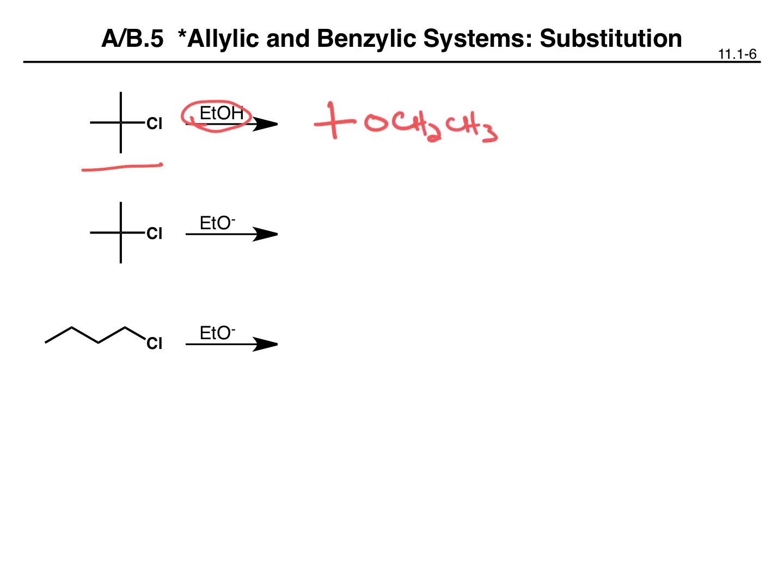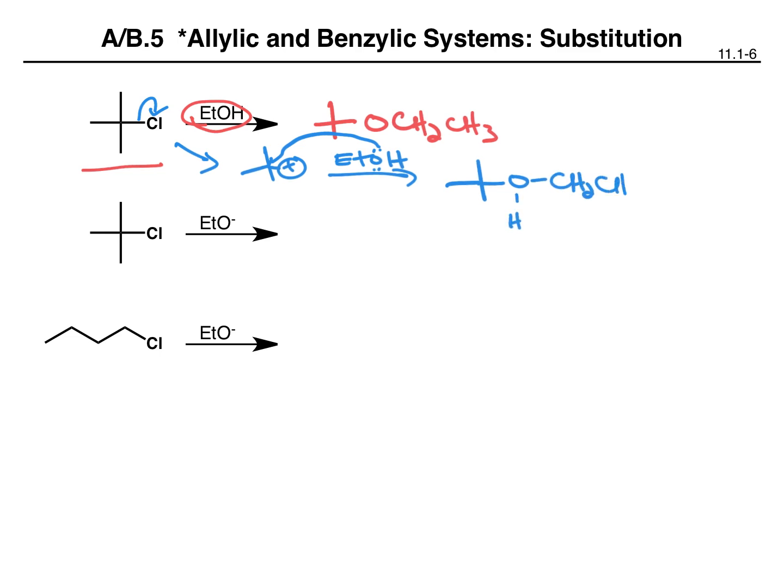Now keep in mind how this reaction works. So chlorine can leave, and that will generate this carbocation. And then in a second step, ethanol can attack. It will share its electrons with this carbocation carbon, and the next intermediate looks like this. So the oxygen is still connected to the hydrogen and still connected to the CH2CH3 group, but now there is a new bond between the oxygen and the carbon of the t-butyl group.